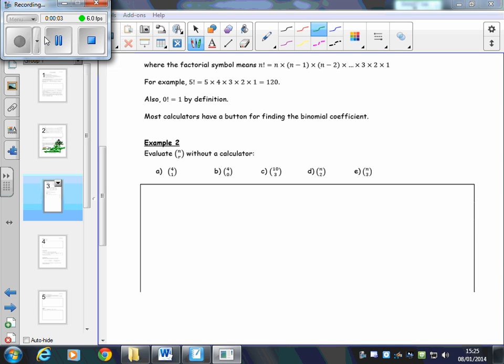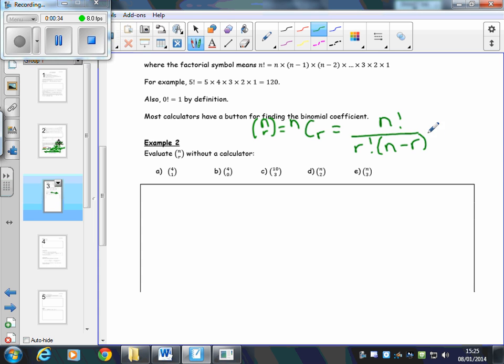C2, the binomial expansion, example 2. So, we have just learnt that this notation, n over r, one over the top of each other in brackets, actually means nCr. And this can be found by doing n factorial divided by r factorial times (n minus r) factorial. So here in example 2, we need to evaluate n over r without a calculator.